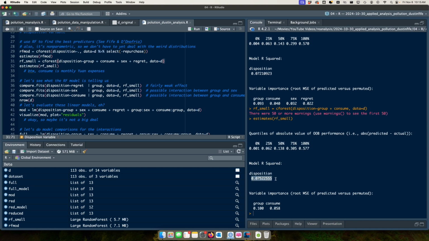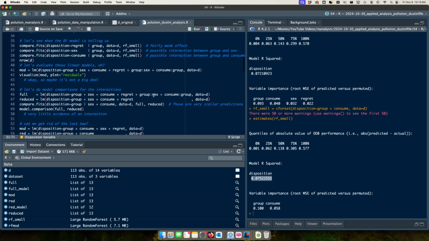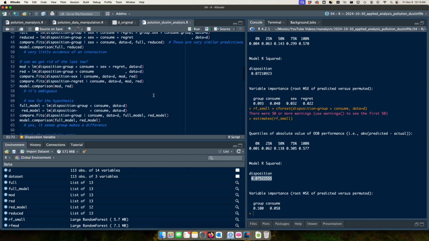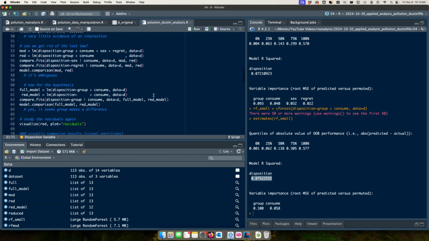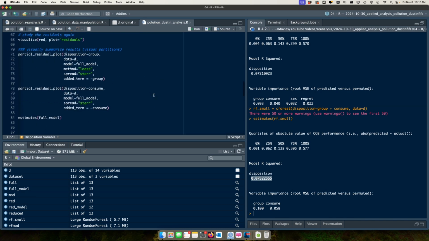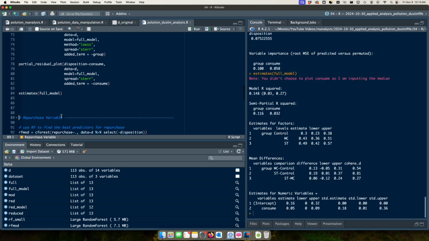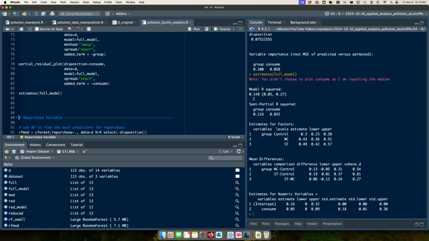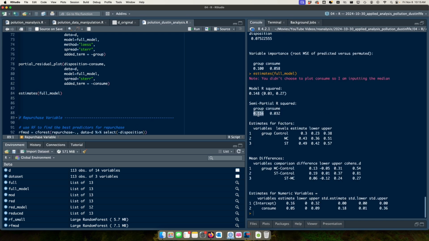A reminder that R squared is a cross-validated R squared, or what we would call in random forest language, out-of-bag R squared. So it is a validation model, not a fitting model. So I would expect the R squared to go down significantly. Okay. Started to worry that I'd mess something up. Okay. So, yeah. Our model R squared, we're almost explaining 15% of the variance. 11% of the variance is attributable to group independent of consumption, and 3% is attributable to consumption independent of group.